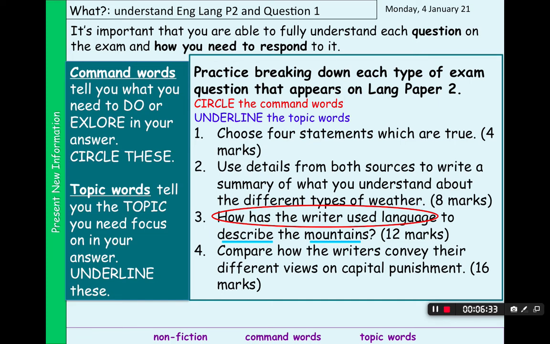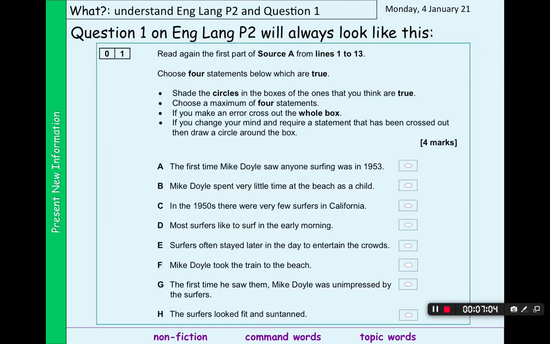So what I'd like you to do now is pause the video, copy out questions 1, 2, and 4, and try to circle any command words that you find. They usually come at the start of the task or question, not always though. And then underline any topic words, and there can be more than one. So do that just to get into the habit of breaking down exam questions, because it really does help you get marks. Okay, if you need extra time, as always, pause the video.